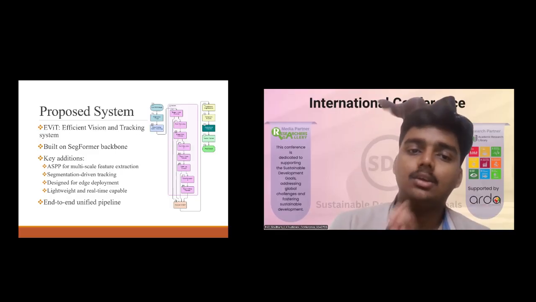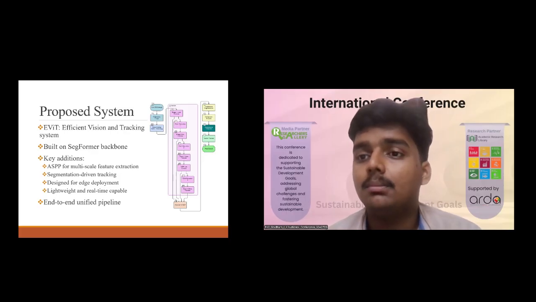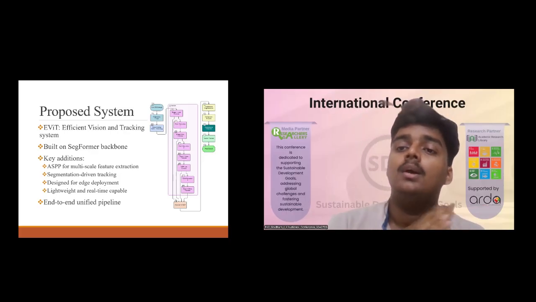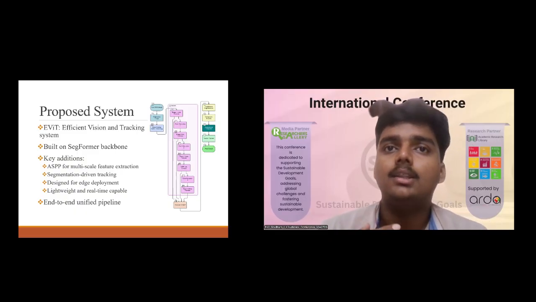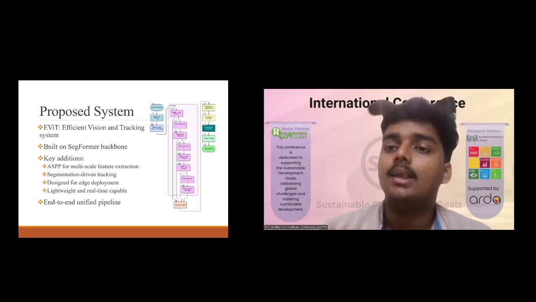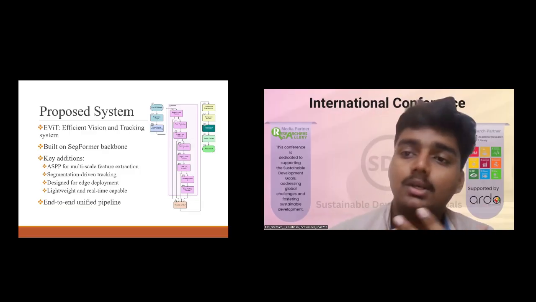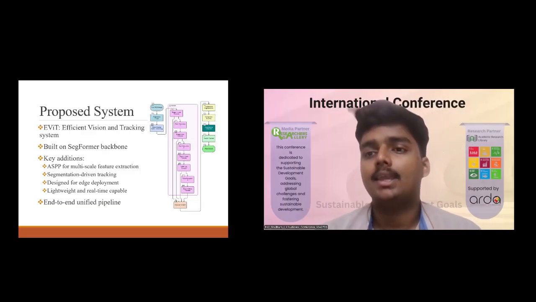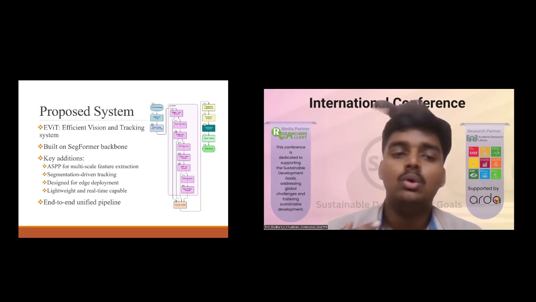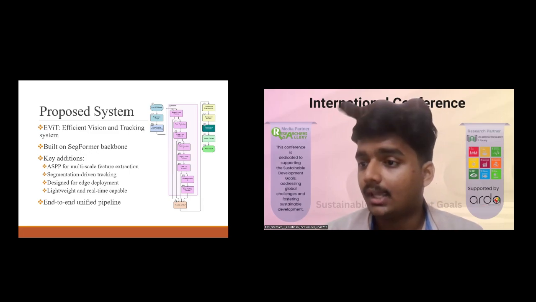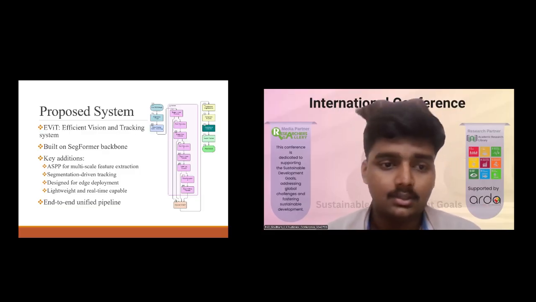We are including ASPP, which is atrous spatial pyramid pooling. It is used for deep context analysis, and it gives a much higher level of context understanding. Here we are focusing on segmentation-driven tracking rather than detection-driven tracking. Segmentation-driven tracking gives much more pixel-level accuracy for the tracking context.